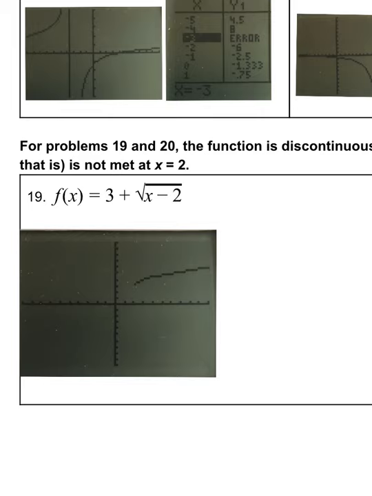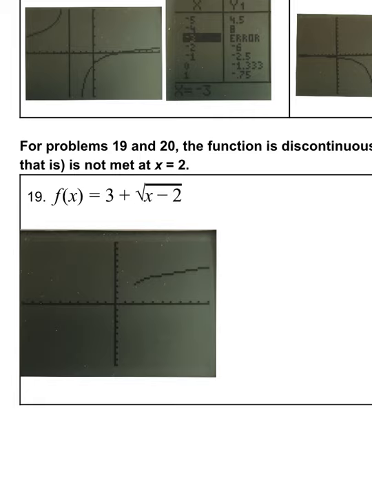Okay, number 19, if you look at this graph of 3 plus the square root of x minus 2, here is the picture. So where is it discontinuous? Well, there's no graph to the left of 2, so it's definitely not continuous at 2. But what step fails? There's definitely a y value at 2. If you look in your table, there's no hole. It doesn't say error, so we do have a y value, but we don't have a limit.